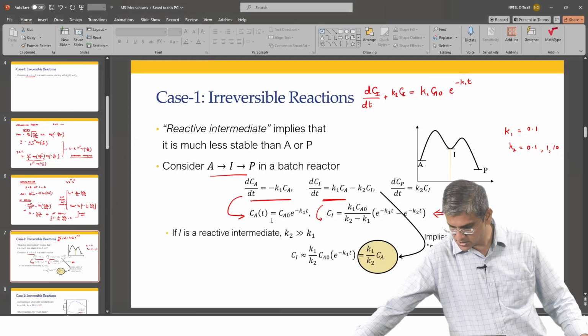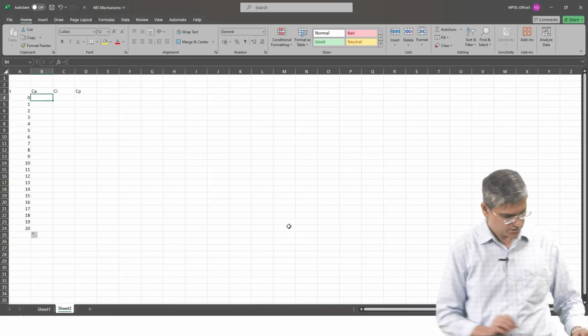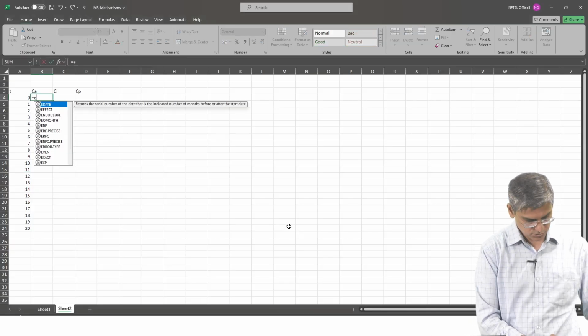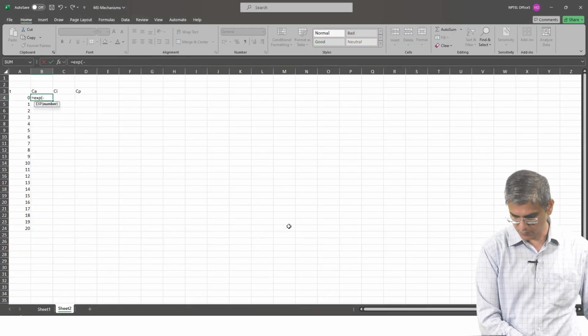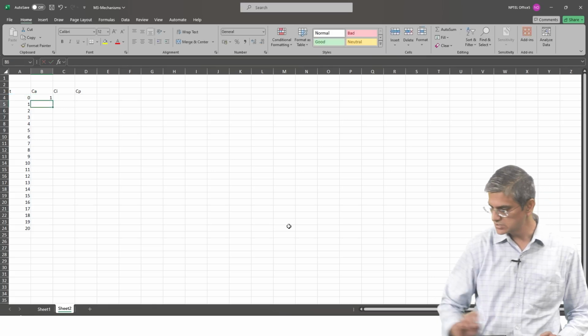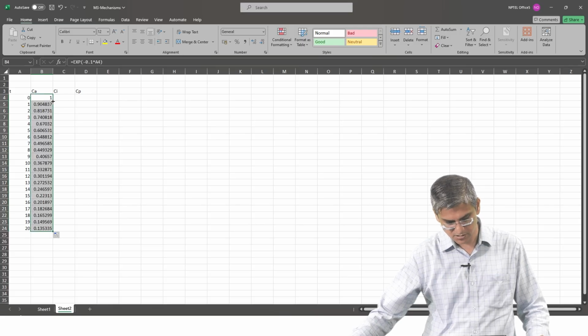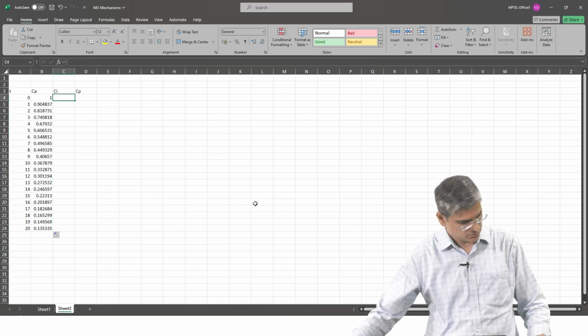What is Ca? Ca is e to the power minus K1 t, so equal to exp of minus 0.1 into t. This is our CA. If you want to see how CA varies with time, just double click this and this will show the variation of CA with time. Okay.